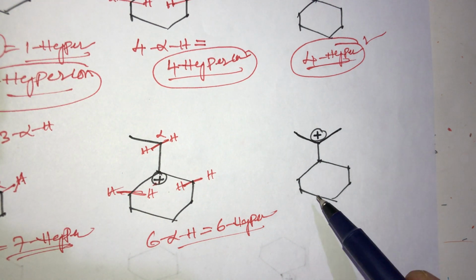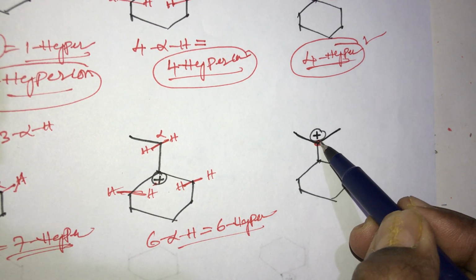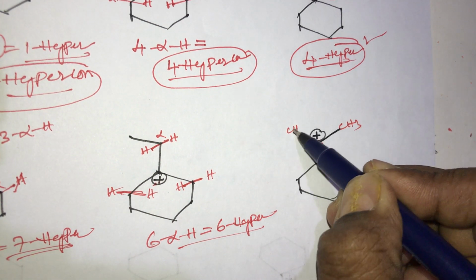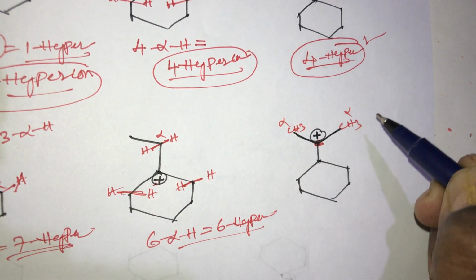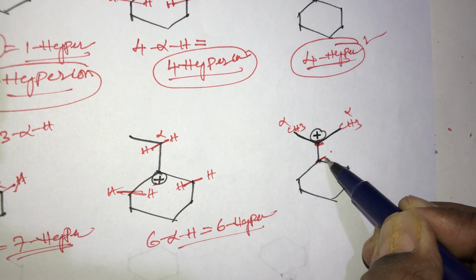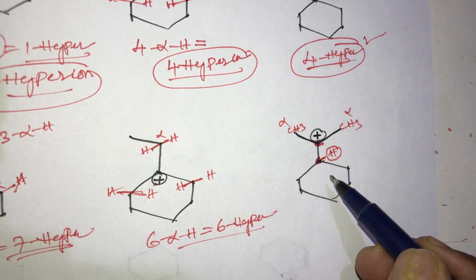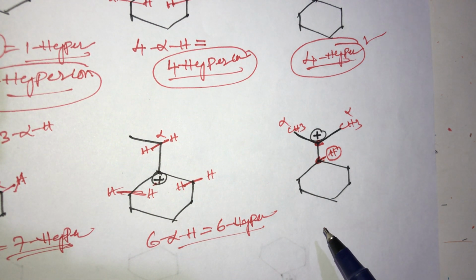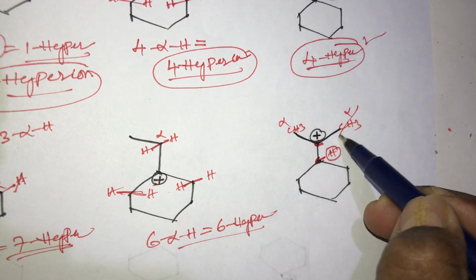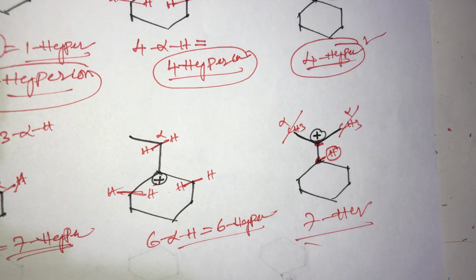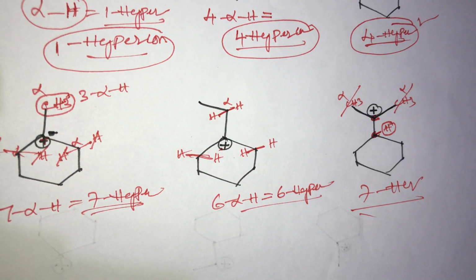What about the third example? This is also a tertiary carbon. Beside this tertiary carbon, this is also a CH3 group, and this is also a CH3 group. Alpha carbon, this is also an alpha carbon, and this is also an alpha carbon. This alpha carbon has only one alpha hydrogen. In this third example, how many hyperconjugates are there? 3 plus 3, 1, 7. 7 hyperconjugates are present. So this is the simple trick, students, to calculate hyperconjugates.